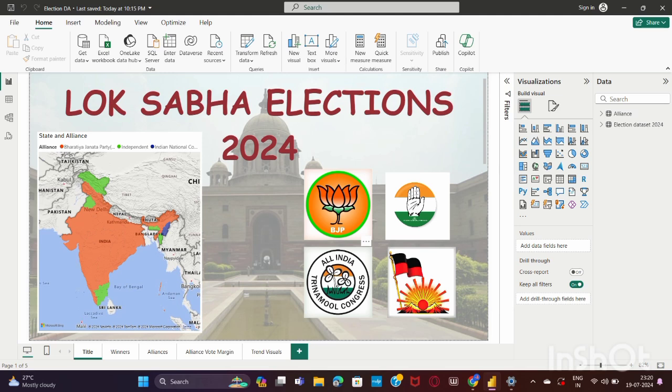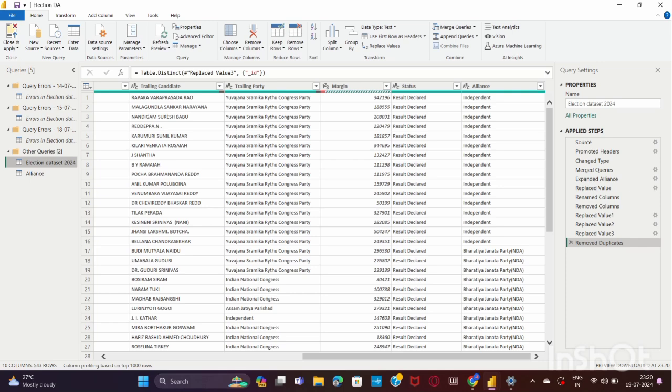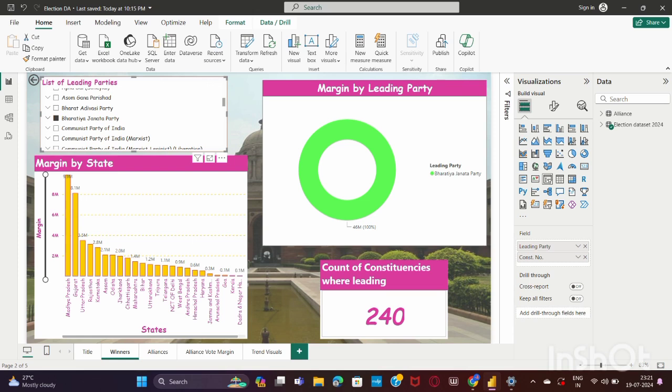Now, let's take a look at the analysis performed on the Microsoft Power BI Desktop. Here are the two tables, the election dataset 2024 and the alliances. We move to the Power Query editor to take a look at the steps previously performed. It can be seen that a column stating the corresponding alliance name is added and the duplicates are removed.